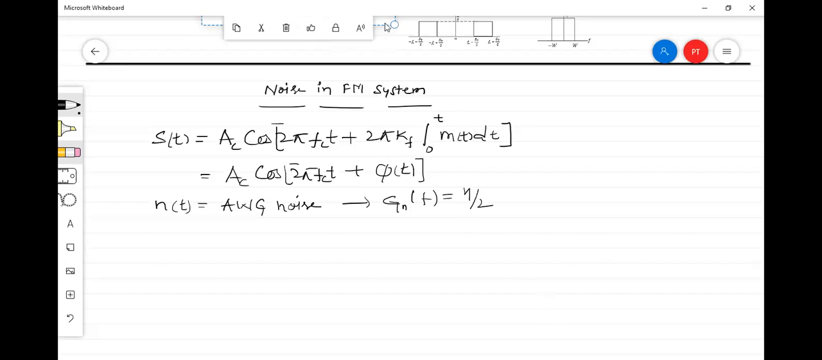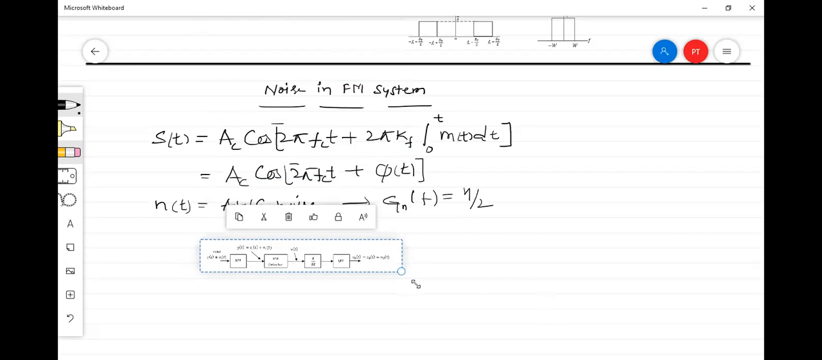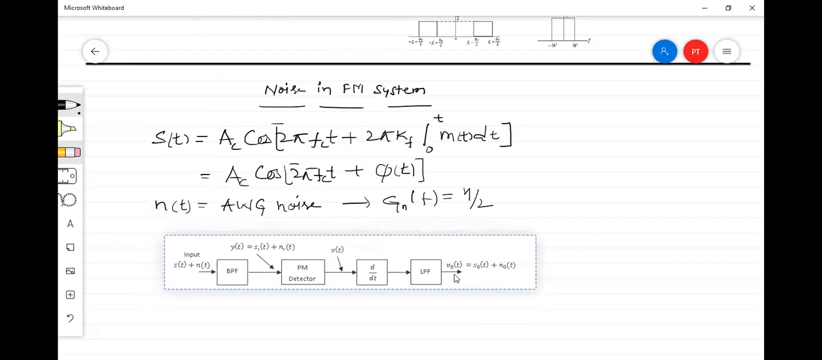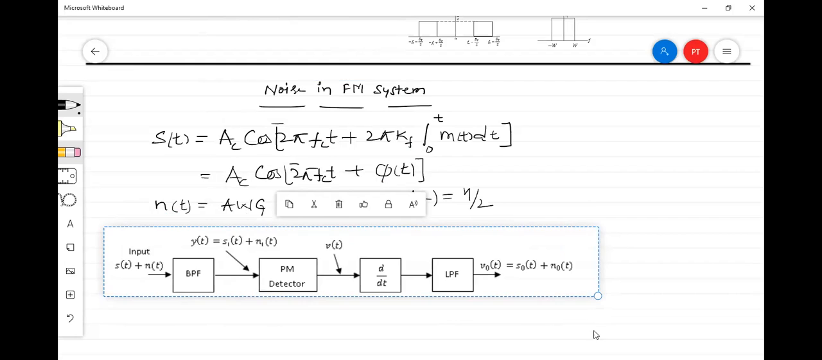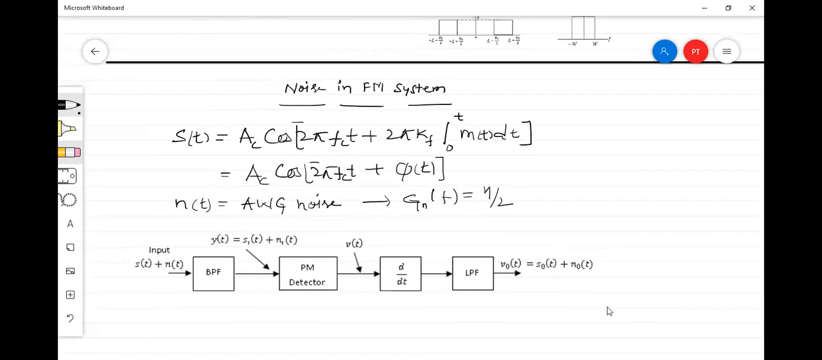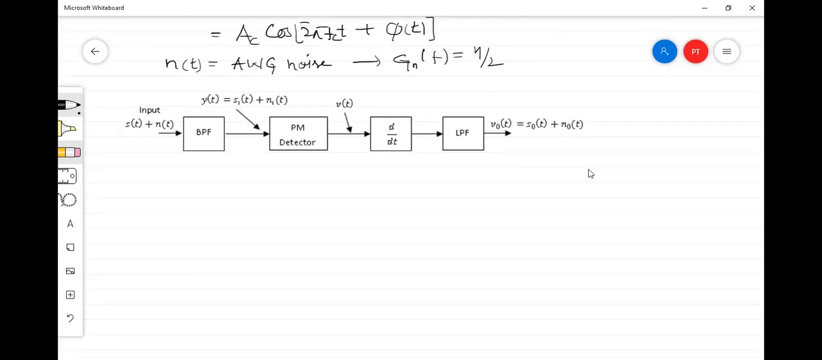The block diagram of that one is this. So this is the block diagram of an FM receiver. But in this FM receiver, which type of detector is used? PM detector is used. So the remaining part is, except one more additional block, that is a differentiator, exactly similar to those of other analog communication systems like AM, DSBSC, and SSB.